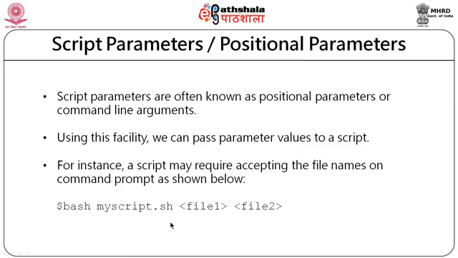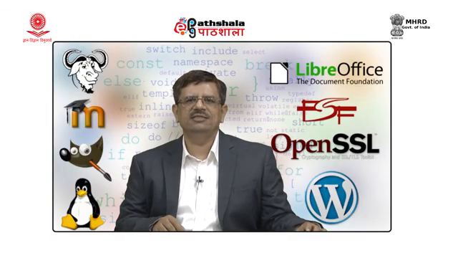Now, we come to the script parameters. While using shell programs or shell scripts, we can provide positional parameters, that is, command line arguments. When we run a shell program, as we can see on the screen, the last line is how we execute the shell script. After the script name, file 1 and file 2 are the positional parameters. So, they become the arguments. The names of file 1 and file 2 can become input to this myscript.sh. This is how we pass positional parameters to the shell.